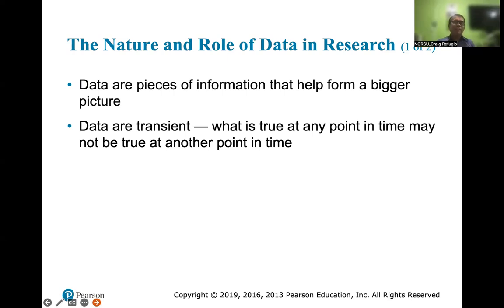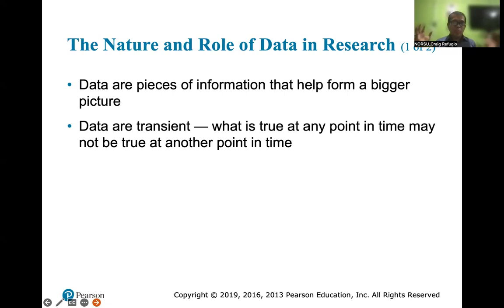So for example, if you have collected the data in January and you're going to make the analysis for now, and you're talking about attitudes, you're talking about behaviors. Those attitudes and behaviors which were collected last January may not be true for now. It's already November. The behaviors that were collected in January are no longer true for now, because now is November. After 11 months, you do the analysis. And according to this statement, what is true at any point in time may not be true at another point in time.